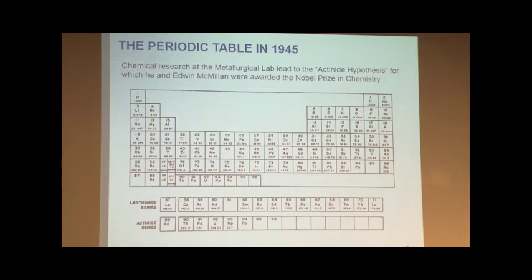So fast forward to the end of the Metallurgical Lab and the end of World War II in 1945, and this is what the periodic table looks like now. Ed McMillan and Glenn Seaborg were actually awarded the Nobel Prize in 1951, not for synthesizing plutonium, but for synthesizing transuranium elements, and Seaborg also for putting together his actinide concept, or the actinide hypothesis.